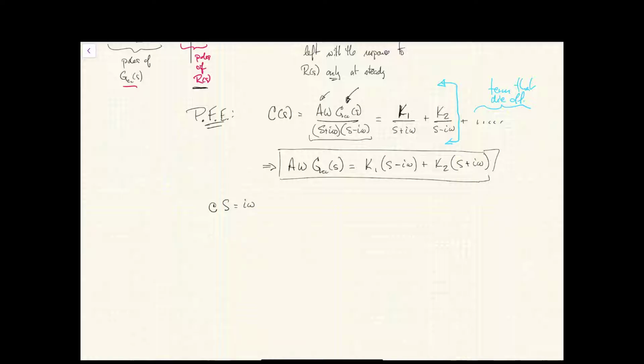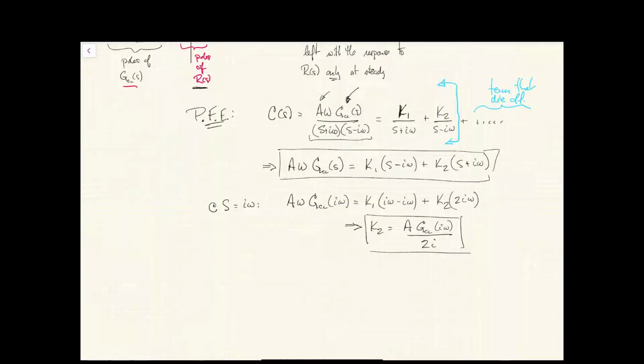We're going to substitute in the values of each of the roots. So the first one is, let's say, I omega. This is going to give us A omega, GCL of S equals I omega is I omega here, is equal to K1 times I omega minus I omega. That's going to go away. Plus K2 times I omega plus I omega, which is 2 I omega. And so right off the bat, I got that K2 is equal to A, the amplitude, times G closed loop of I omega divided by 2I. That's my first constant.